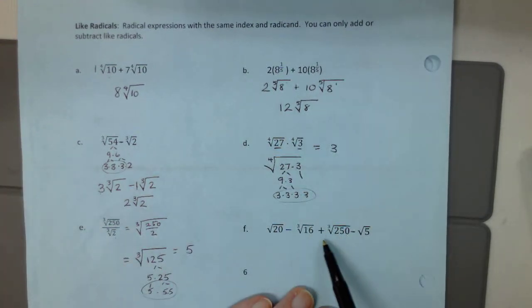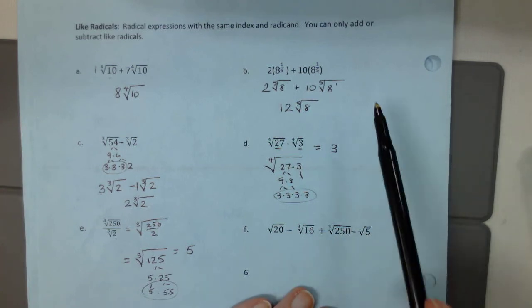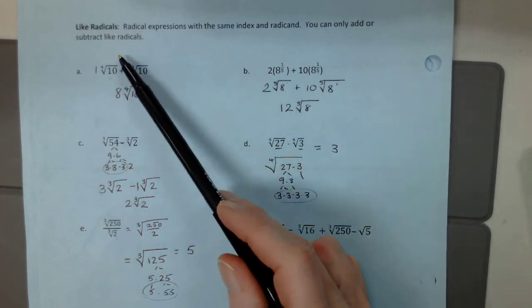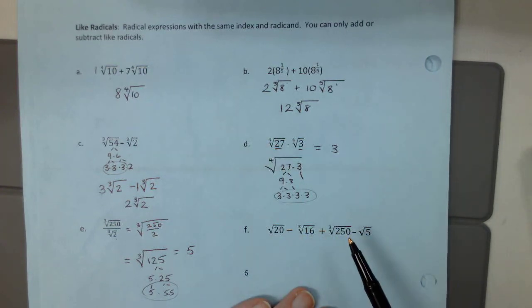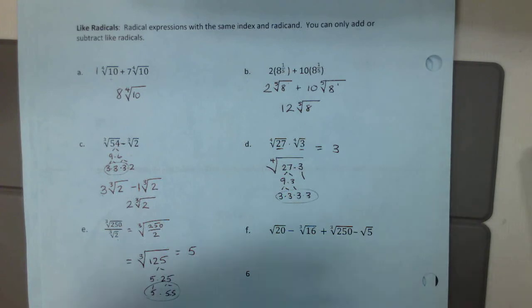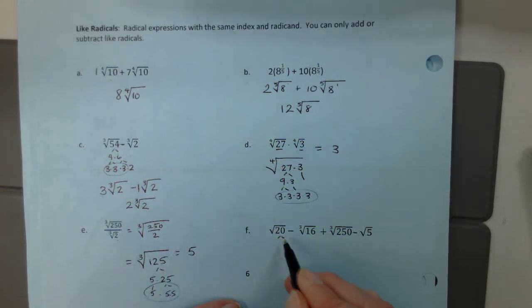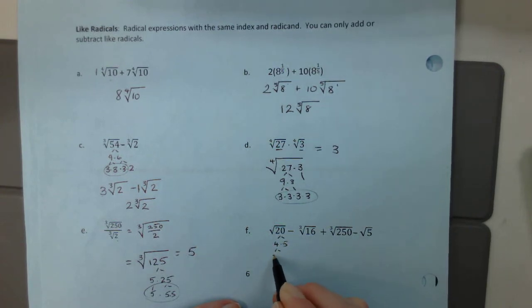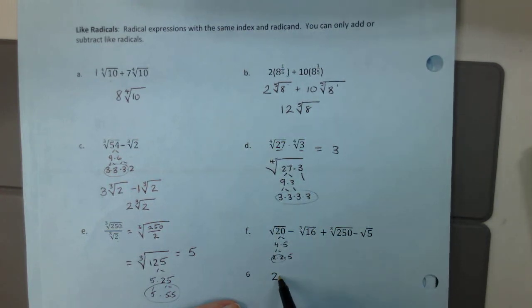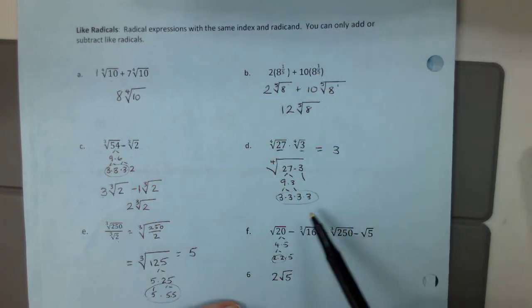Now we've got some subtraction and addition going on here. Again, because it's addition and subtraction, we have to have like radicals. So none of them are like each other right now, but I'm not going to give up on it yet. I'm going to simplify some things. 20 is 4 times 5. This would be 2 times 2 times 5. Since this is a square root, I only need 2. So there's my 2 2's, and the 5 has to stay underneath. So I'm going to simplify the square root of 20 into 2 square roots of 5.